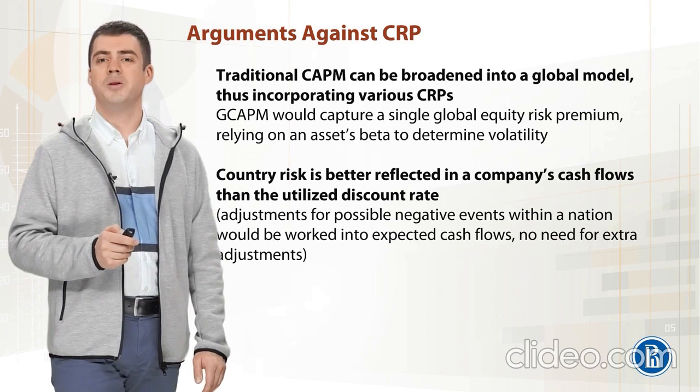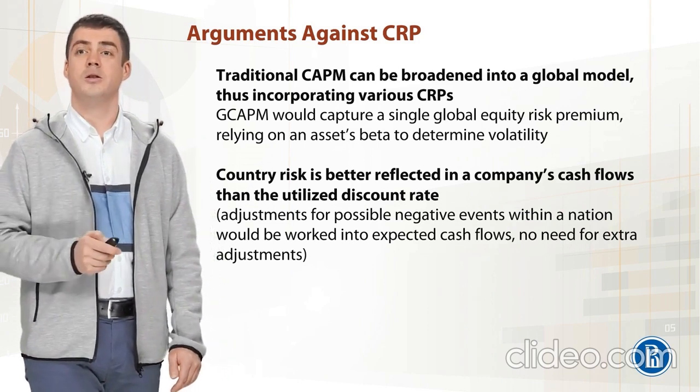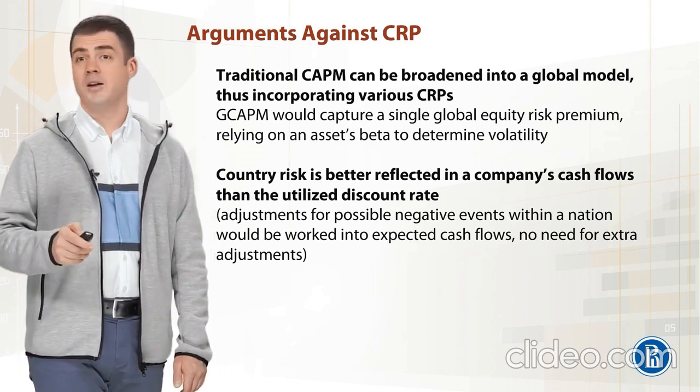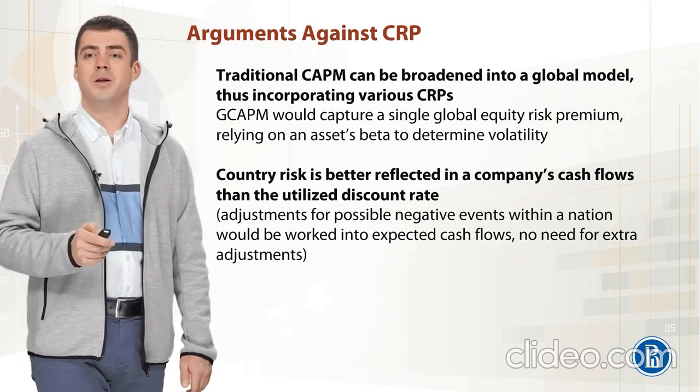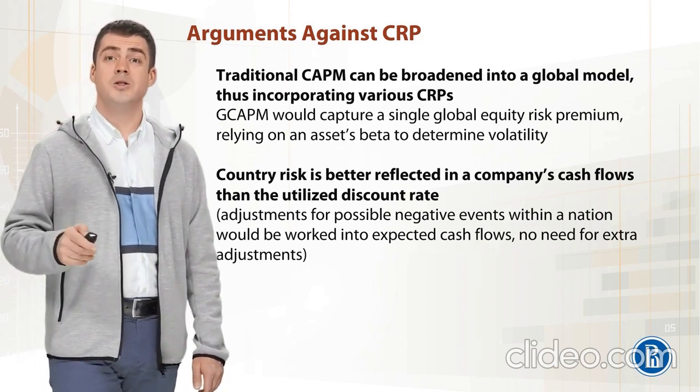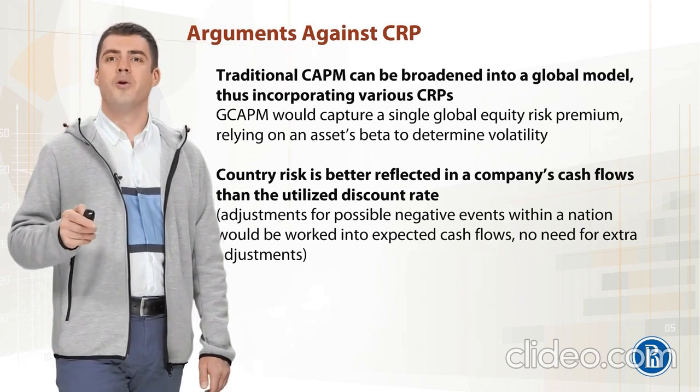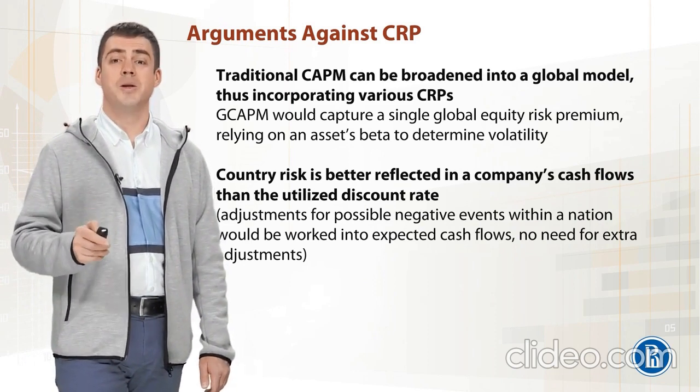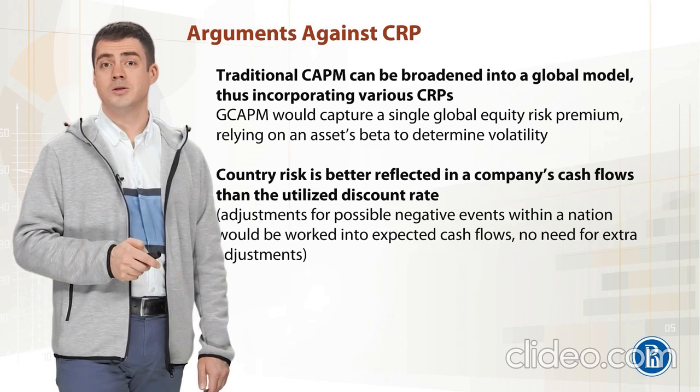Adjustments for possible negative effects within a nation, such as political and/or economic instability, would just be worked into expected cash flows, therefore eliminating the need for adjustments elsewhere in the calculation.